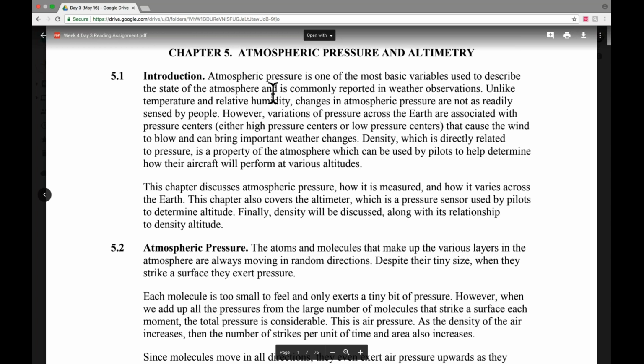It's important because if we're the pilot that doesn't change our altimeter, the ground's going to come up a lot quicker than we're expecting and can cause problems, right?